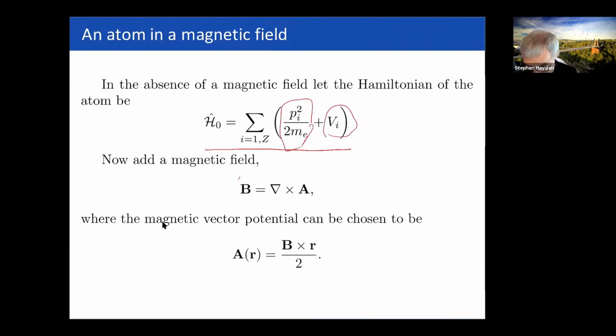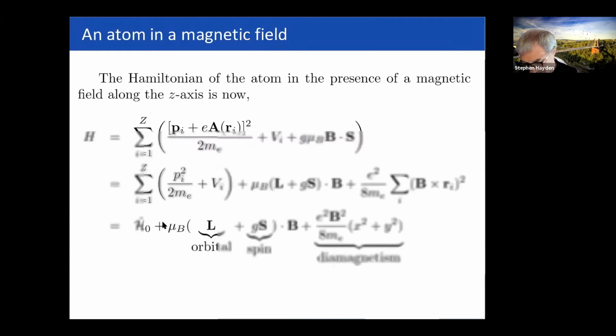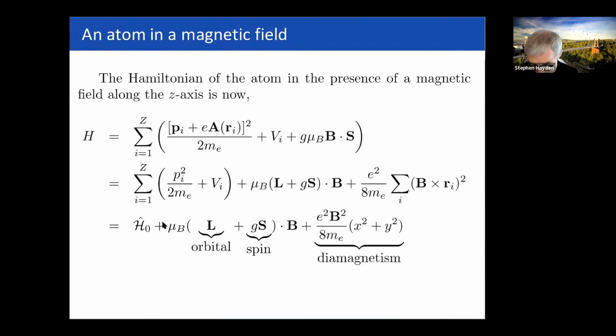So then we're going to add a field, and we can write the field using the vector potential here, A, which turns out to be a useful thing to do in quantum mechanics. And if you look in the textbooks I mentioned, you can see that the Hamiltonian can be rewritten like this. So here's the vector potential coming in here, coupling, and the field also couples directly to the spin.